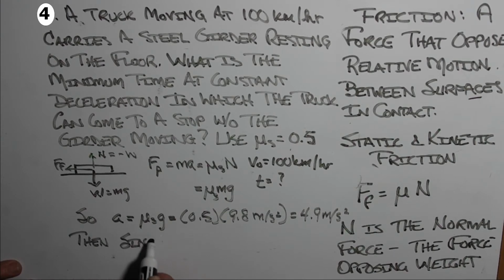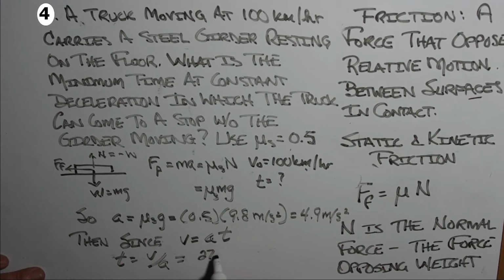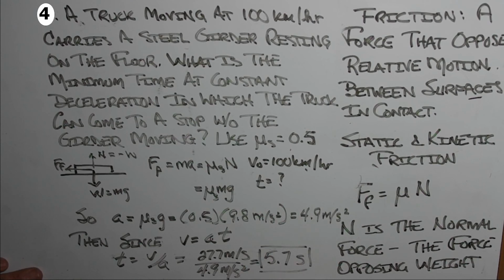Then we have a relationship between acceleration, velocity, and time. Since v is equal to a times t, the time is equal to velocity divided by the acceleration. The velocity is given as 100 kilometers per hour; using the conversion factor, that's 27.7 meters per second. We divide that by the deceleration that we found, 4.9 meters per second squared, and come up with a time of 5.7 seconds. And that's the end of the fourth problem and the end of the set.